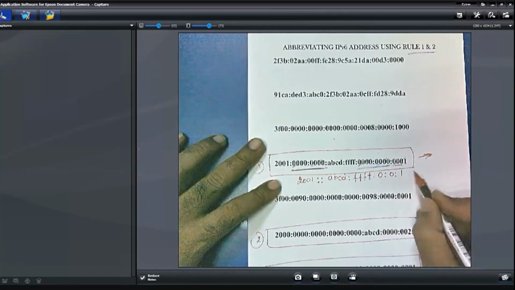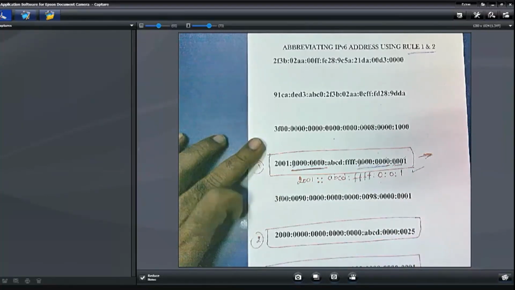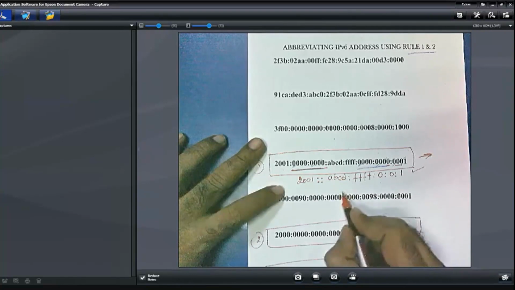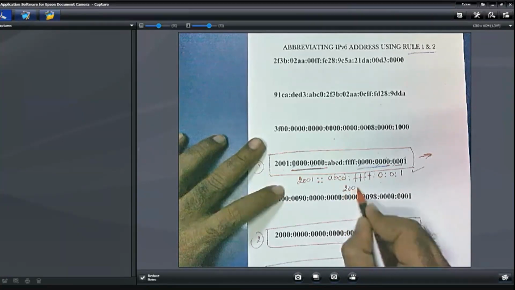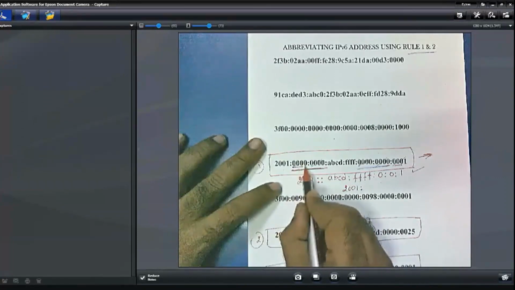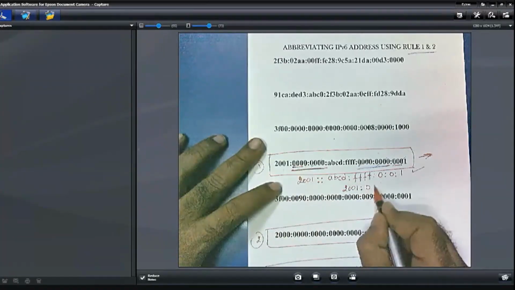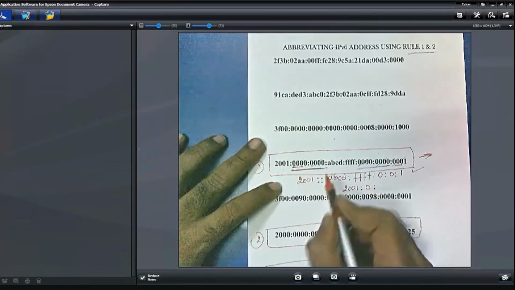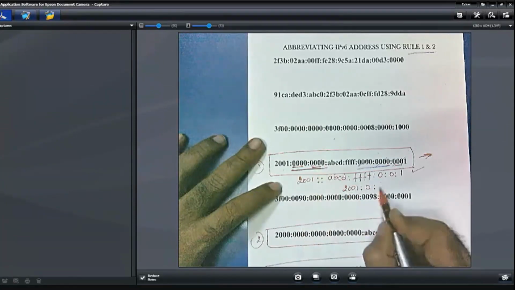This is also correct. I will write it in another way. What is that? See, 2001 colon. I remove 3 zeros here. I take the last 0. I remove first 3 zeros. I take the last 0.